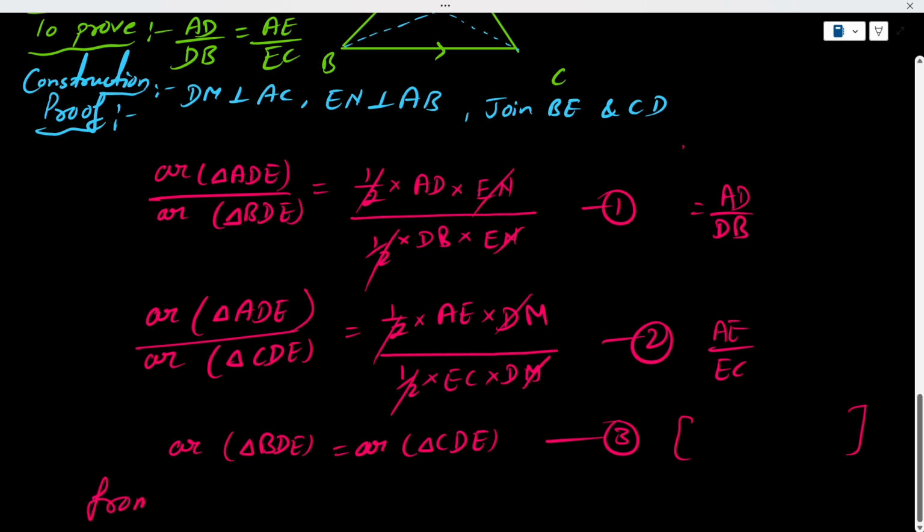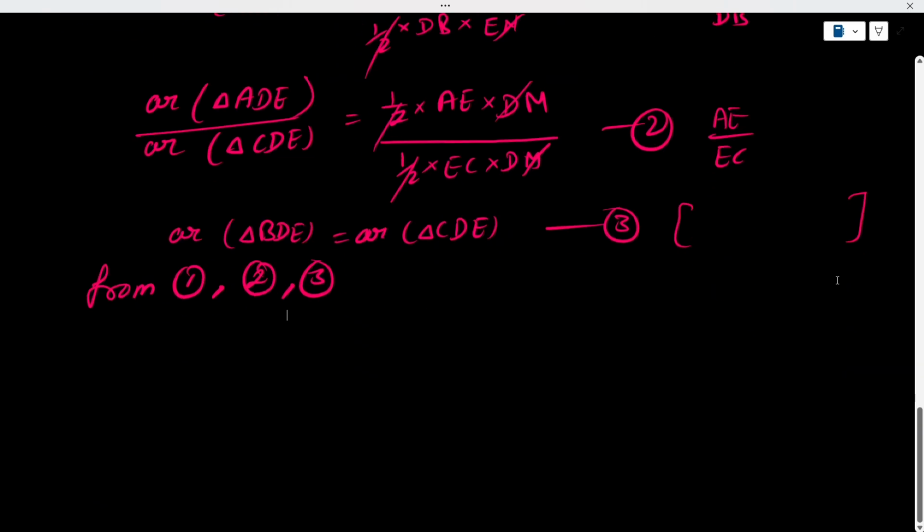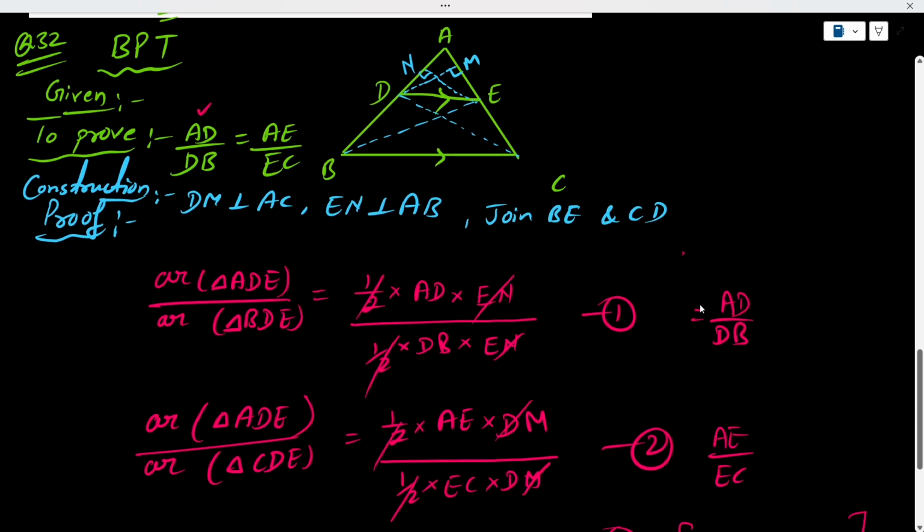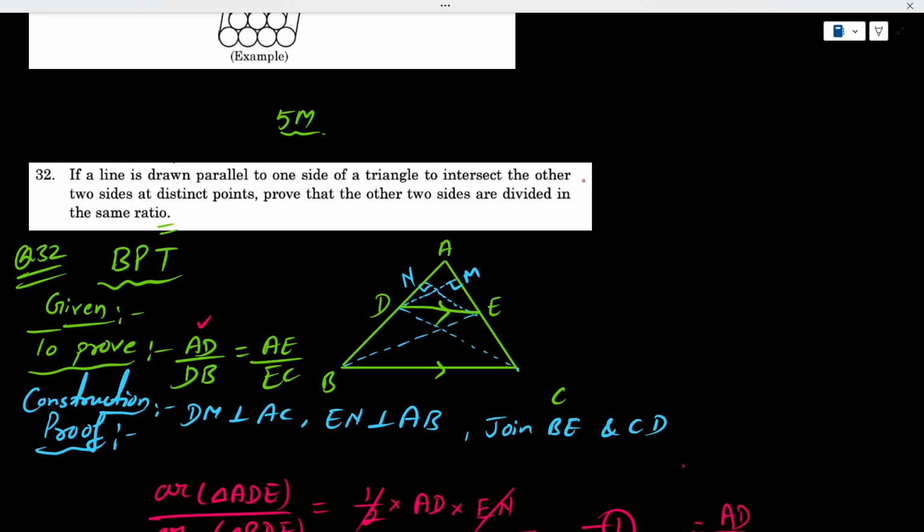Then from 1 to 3 you can say that AD by DB is equal to AE by EC, right? AD by DB is equal to AE by EC, hence proved. Sometimes you will see that along with the BPT proving, they will give you one question also based on BPT, or sometimes they say to state the BPT theorem. So it's very important that you remember the statement of the basic proportionality theorem and the converse of BPT statement also.